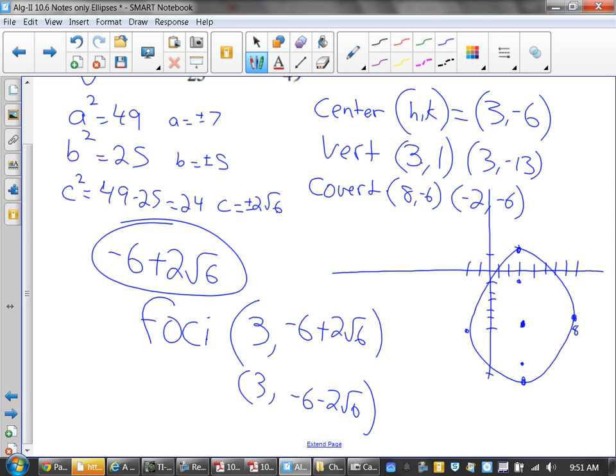Yes, ma'am? What is the -6? The -6 is the y value at the center. So we're starting at the center and walking to our focus. Our focus just has a weird root. It's not like 6.